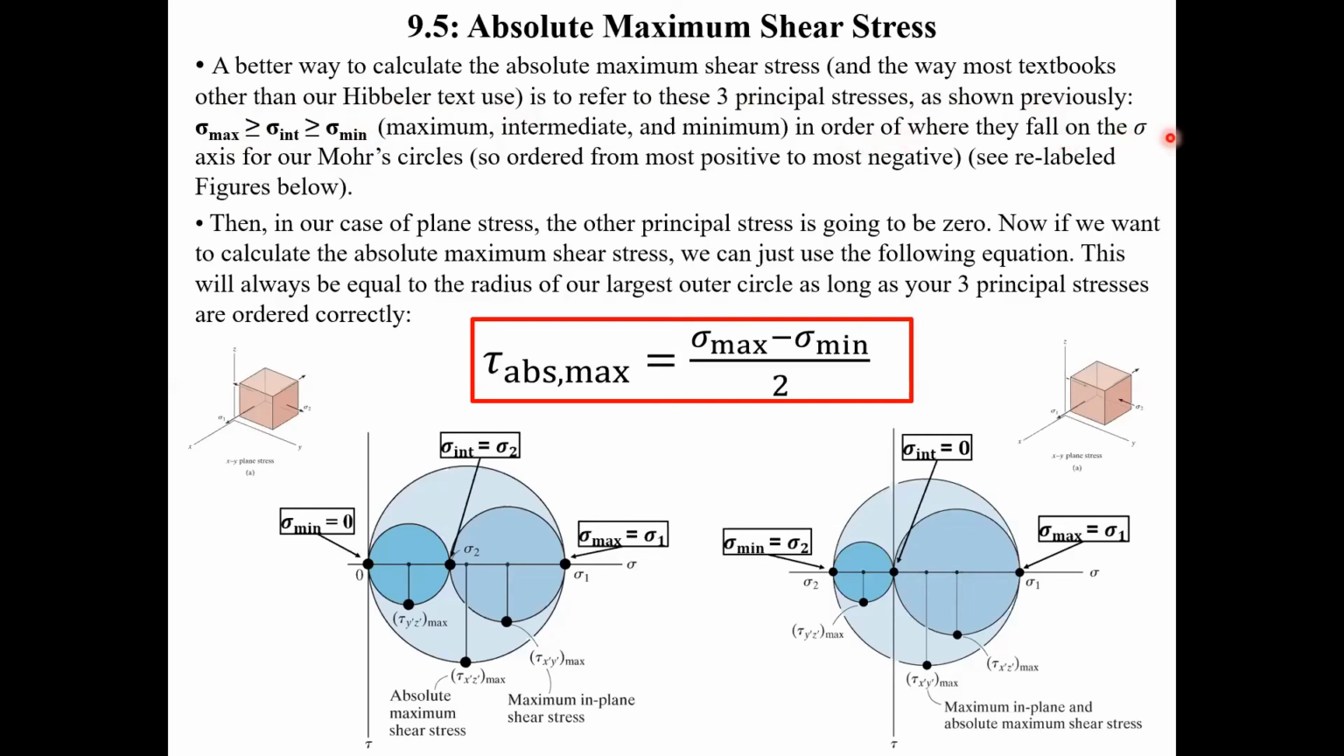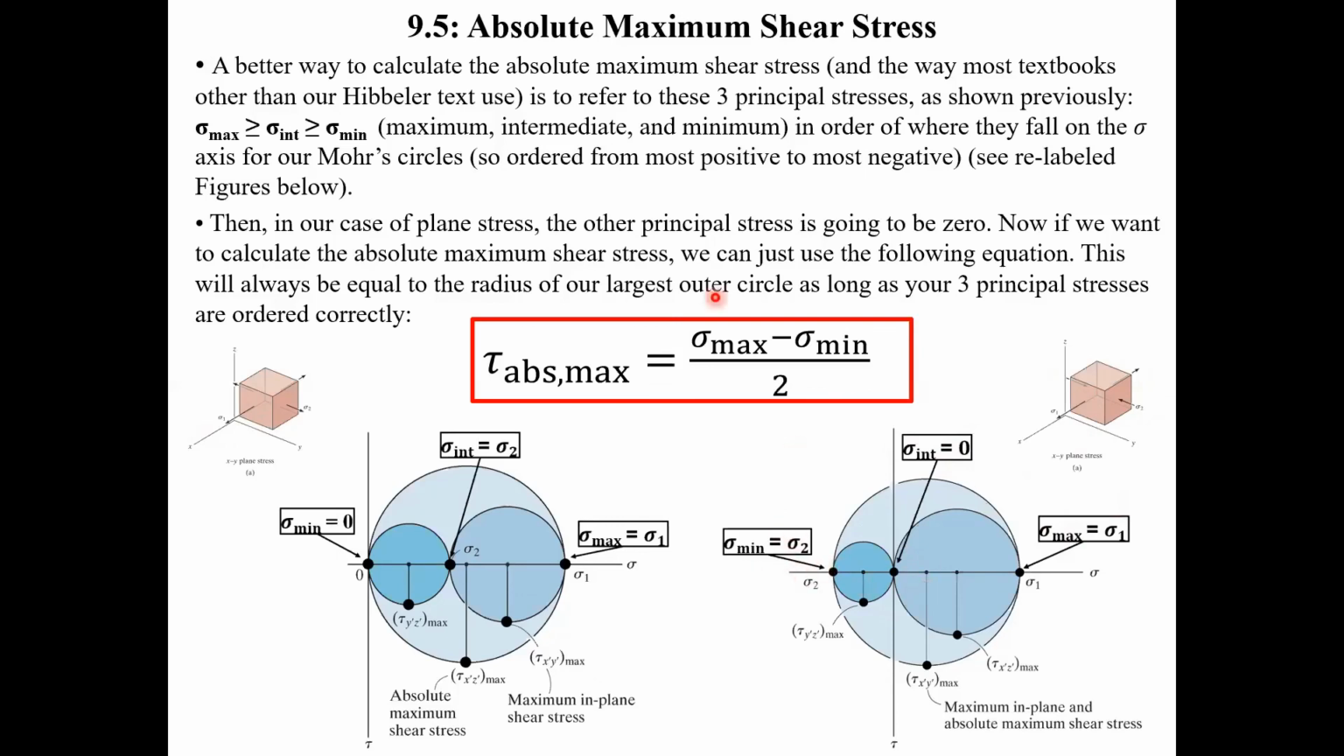Again, that's in order of where they fall on the sigma axis for our Mohr circle, so ordered from most positive to most negative. If both of our original sigma 1 and sigma 2 were positive, then sigma 2 would be our intermediate, and the principal stress on the z-axis, that's 0, would be the minimum. But in the other case, where sigma 2 is negative, sigma 2 would be your sigma minimum, and the one on the z-face that's 0 would be your intermediate. And then not shown here, you could have both of these principal stresses as compressive, which would then make our third stress that's 0 our maximum, because both sigma 1 and sigma 2 would be negative.